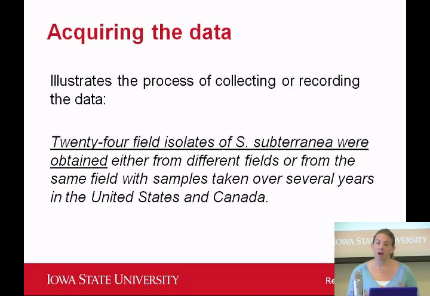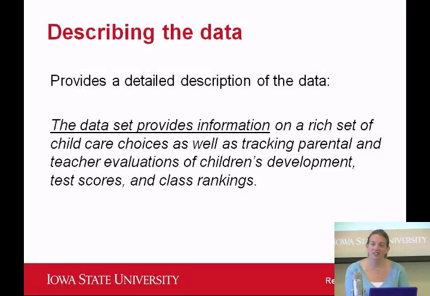But notice that this step does not include the procedures in your current study, so what was done step by step to cause an outcome. That we're going to hold on to later. So this is just how you acquired your data. Okay, and we've got one example here. 24 field isolates of S. subterranea were obtained either from different fields or from the same field with samples taken over several years. So again, we've got an explanation from the authors about how they collected their data. So we've got information about how the data were obtained in this example.